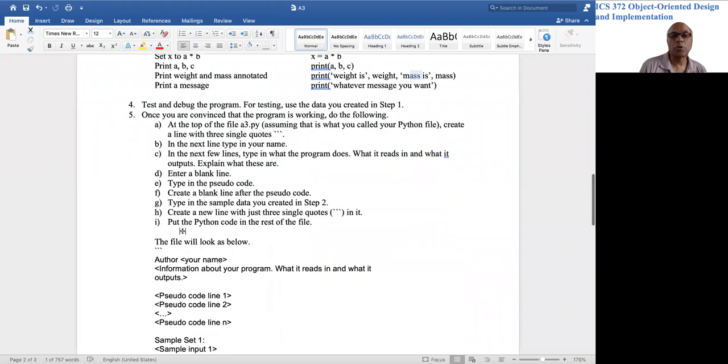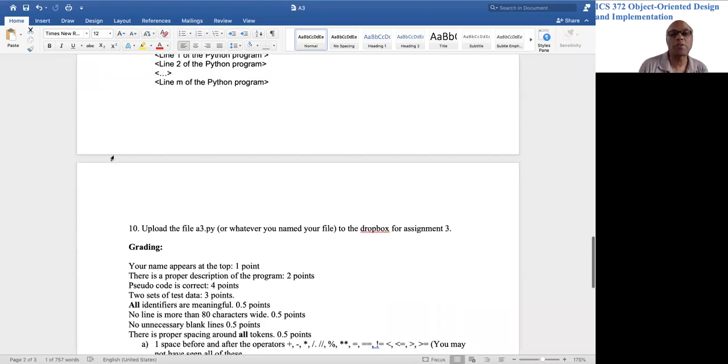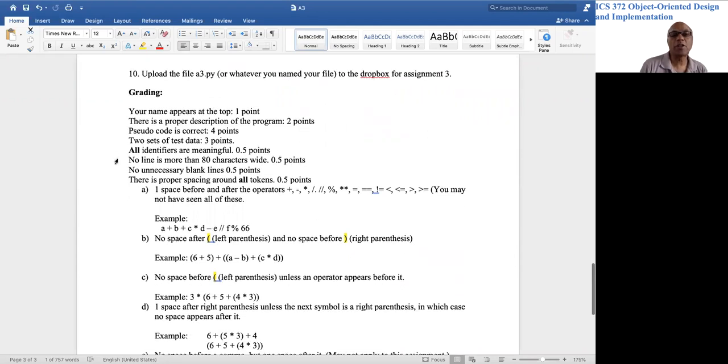the pseudocode and the Python program all in one file into a Dropbox. But what I wanted to say was a few things about grading. Make sure that all of the identifiers are meaningful.